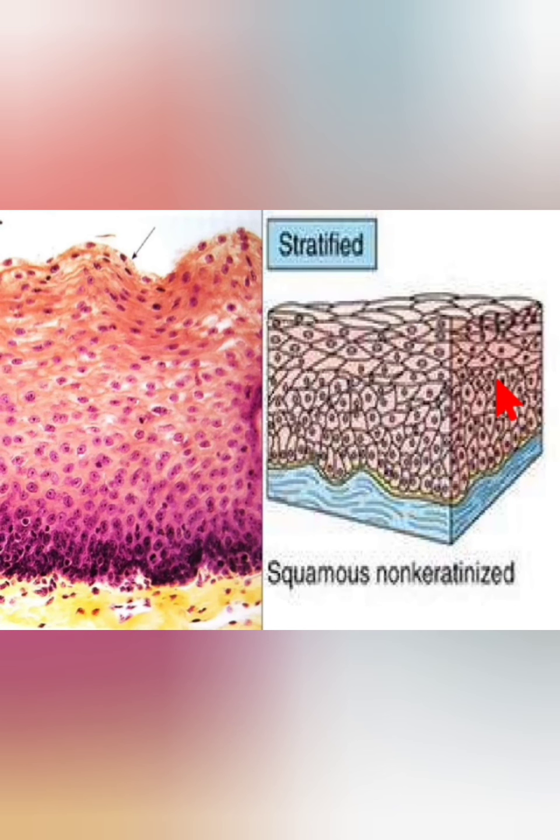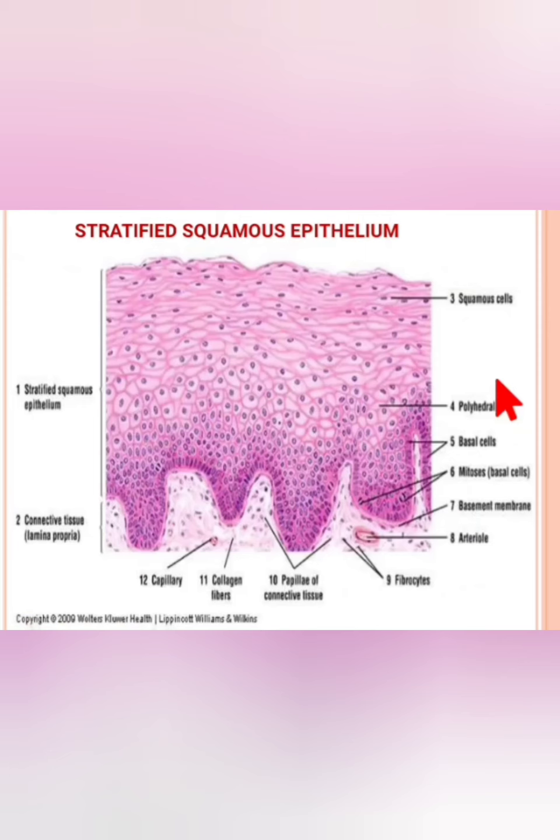Now let's talk about the features of stratified squamous epithelium. Stratified squamous epithelium consists of several layers of cells, and the basal cell layer consists of cuboidal or columnar cells. You can see here these are cuboidal and columnar cells. And the nuclei of these cells are large, rounded or oval. Basal cells act as stem cells. They divide mitotically and migrate to the superficial layers.